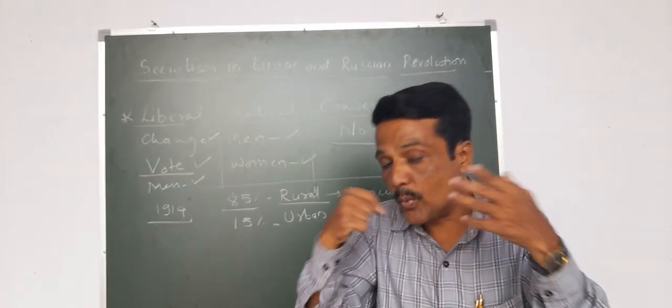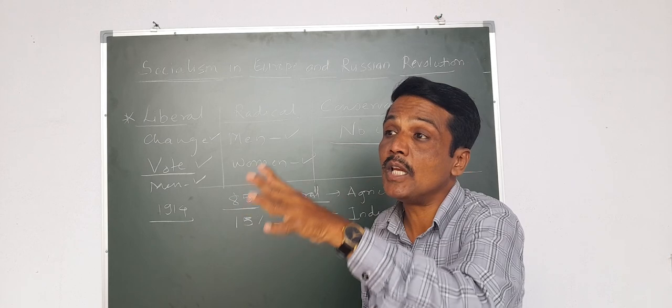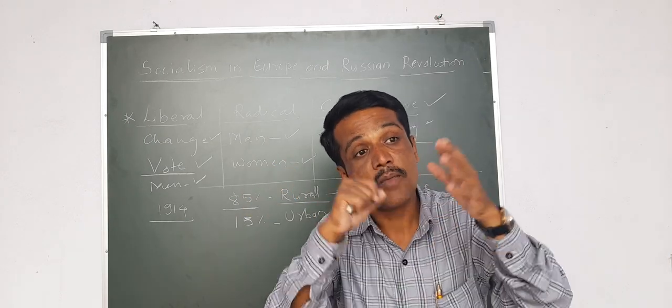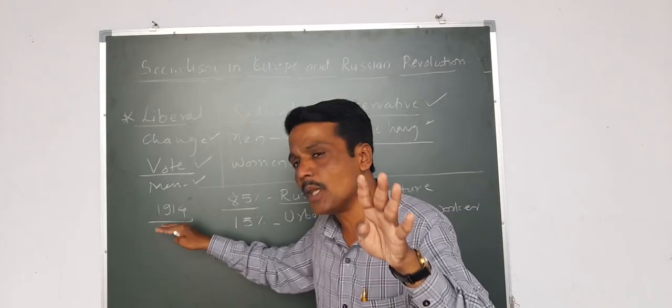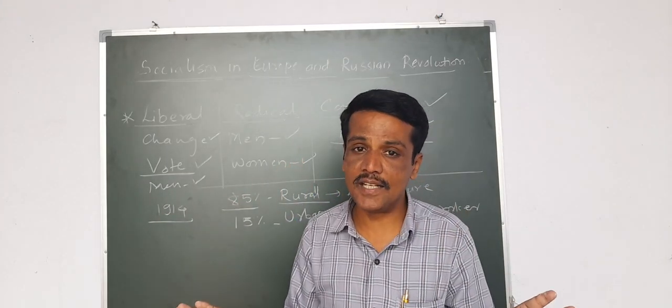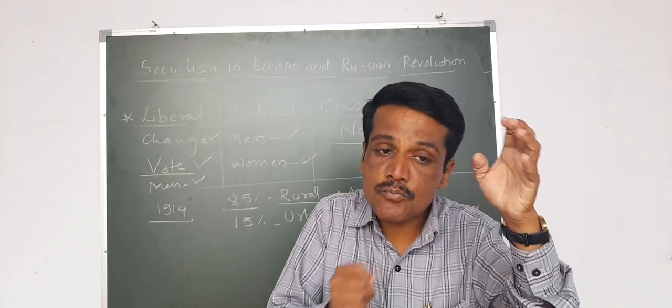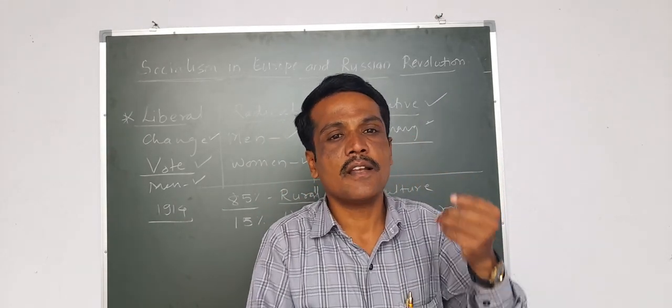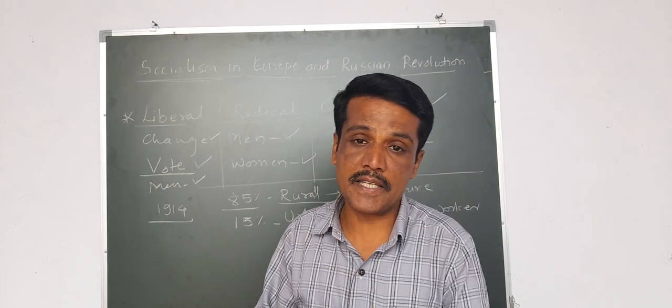There were many new types of organizations and parties that started coming up. One thing: before 1914, all the political parties were considered illegal. Along this timeline, in Germany the Labour Party started coming up, and the Socialist Workers' Party also started coming up.